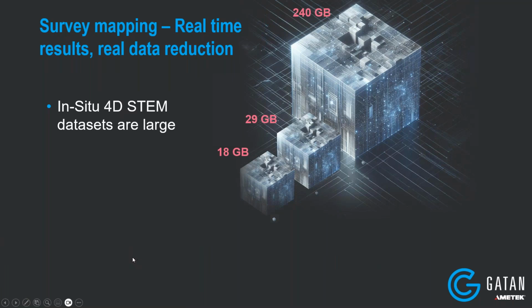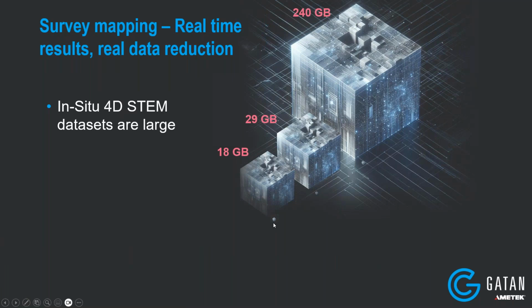So one of the key benefits that I mentioned earlier is data reduction, right? The ability to reduce the data size. In-situ 4D STEM data sets are inherently large. And so the two that I've showed already today were 18 gigabytes and 29 gigabytes. A data set that I'm about to show would be 240 gigabytes of in-situ 4D STEM data.